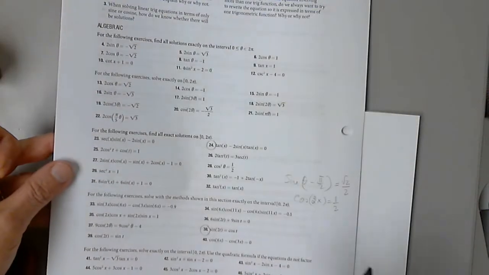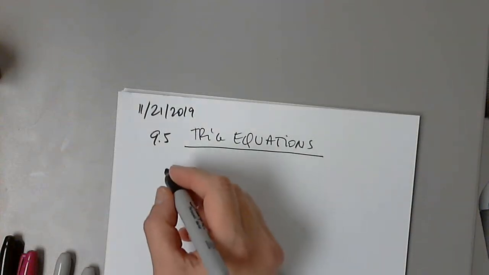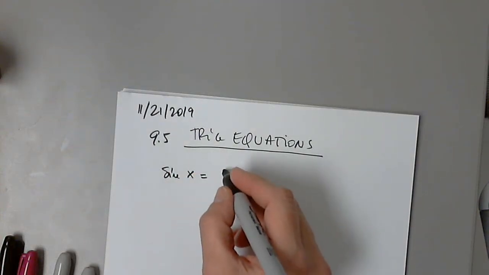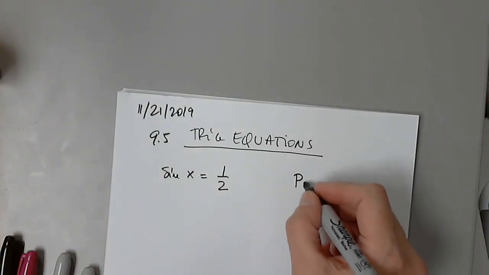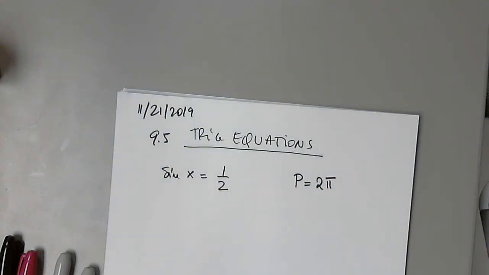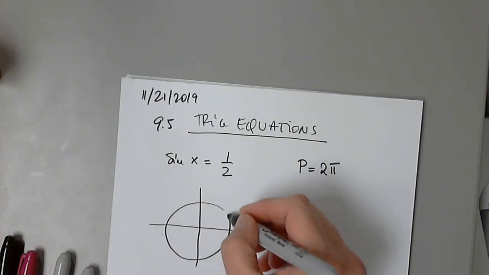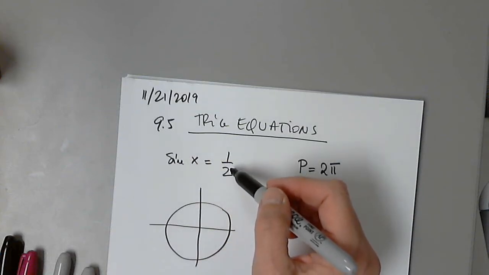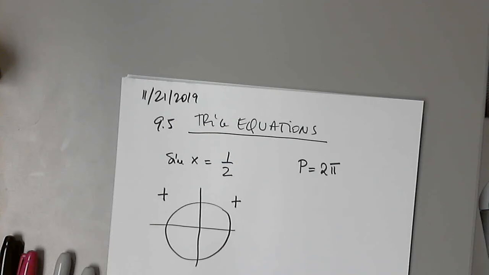I'd like to start with an even simpler problem than this. So, for example, let's say sine x equals 1/2. Question: what is the period of sine x? The period is 2 pi for sine, and we'll take that into account. So we are asked to find all angles whose sine is 1/2. Sine is positive in the first and the second quadrants, so therefore I will find 2 angles.